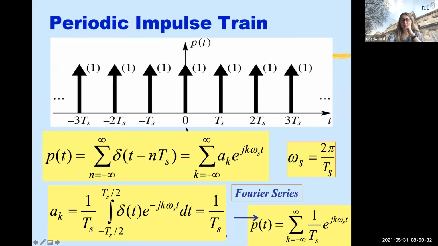Okay, now because it's a periodic signal, I can find its Fourier series representation. We did this from the Fourier series analysis definition, and we found it to be 1 over Ts. Now, remember, this is the Fourier series representation of the periodic signal. And the important thing here is the sampling frequency, right? When you look at such a periodic signal, what is the frequency? You find its period, which is Ts, then the radian frequency is 2 pi over Ts.